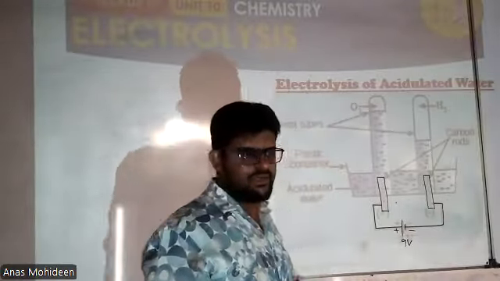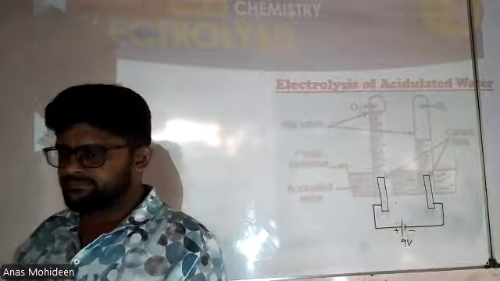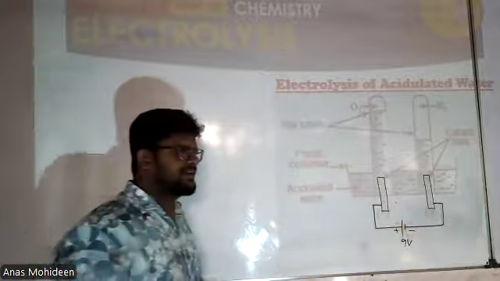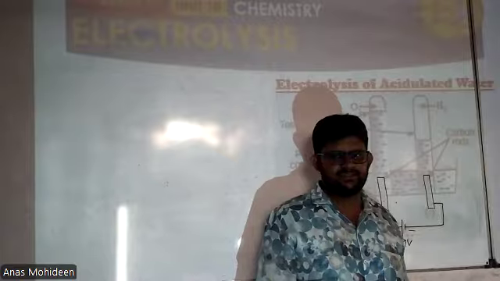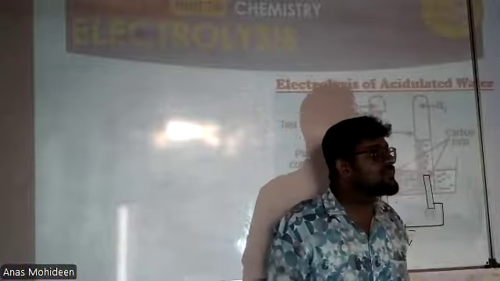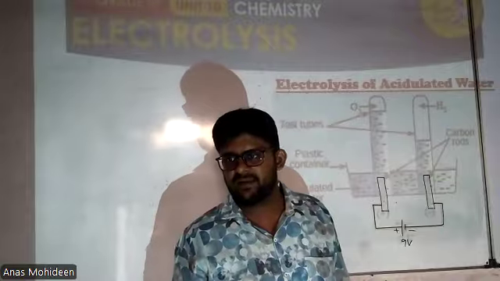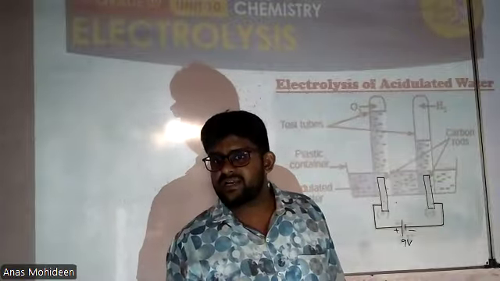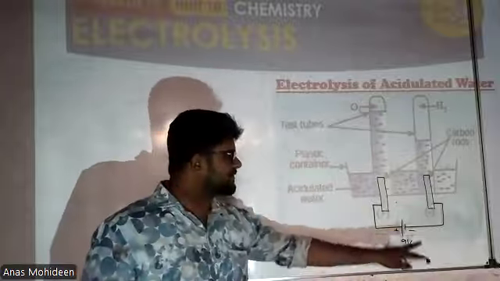Tell me, to give a 9 volt battery, how many dry cells should be connected? You have an idea? 3, 6. Why is that? How much is one dry cell? 1.5. Then how many 1.5s are needed? 6. So 6 dry cells are needed. We can't draw all 6, so we are just drawing one.